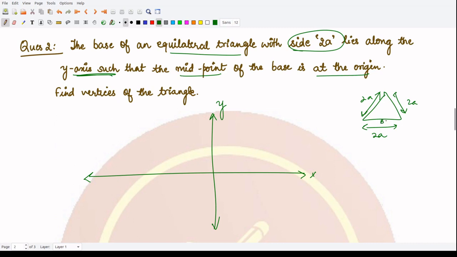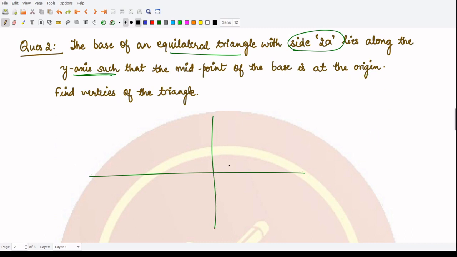So suppose this is the base here, and its midpoint is this point, where the distance from here to here is a and from here to here is also a. So we can draw a length of 2a such that this is the midpoint, and this much length is a, this much is also a. So this point would be a, and this point would be minus a. Now the other two sides could go along this way, or it could be like this. So on either side you can have this equilateral triangle.